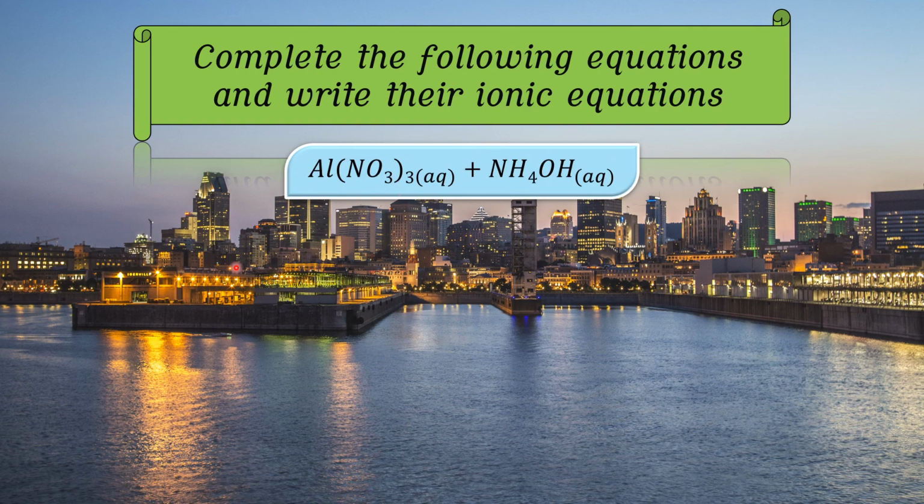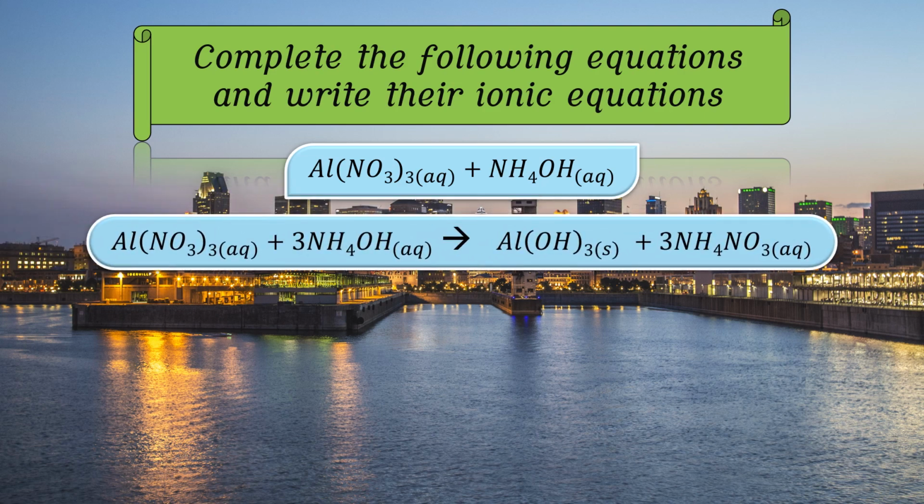Now this one is going to become very easy because we have gone through the other one. We have aluminum nitrate solution reacting with ammonium hydroxide solution. What are we getting as the products? The products are aluminum hydroxide, which is a precipitate, and ammonium nitrate, which is a solution. Those are going to be our products.